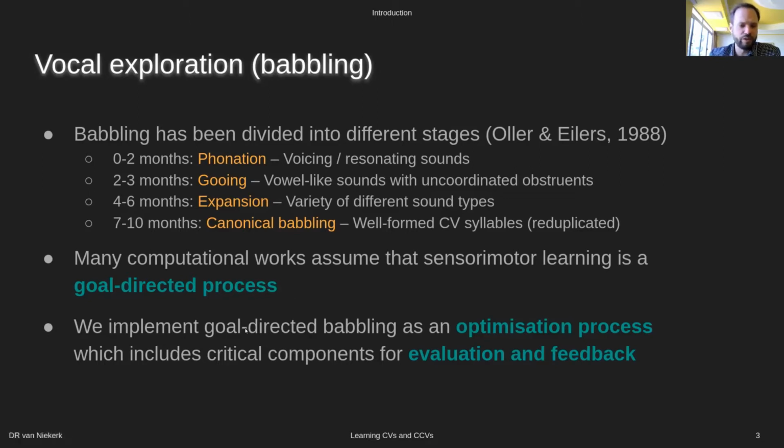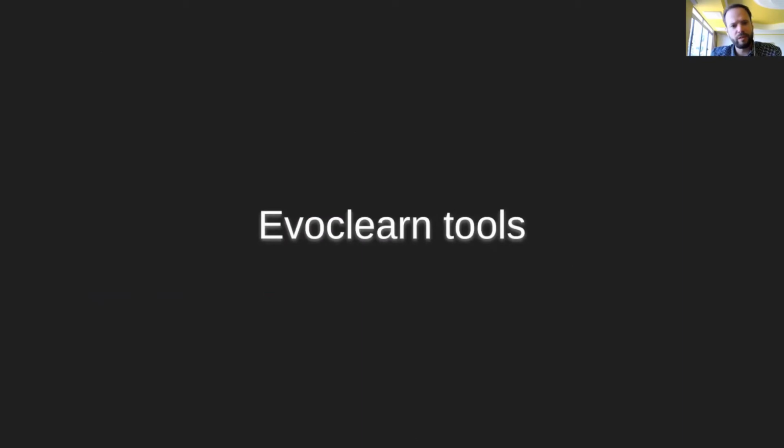So we implement this goal-directed babbling process, the later stages of babbling, as an optimization process. Mathematically, it's an optimization process. And a large part of our research in the last few years has been establishing what the critical components and types of feedback are that are required for this process to be successful at discovering CV and CCV syllables. That's really been the goal of our work. So let me move on to introducing the tools.